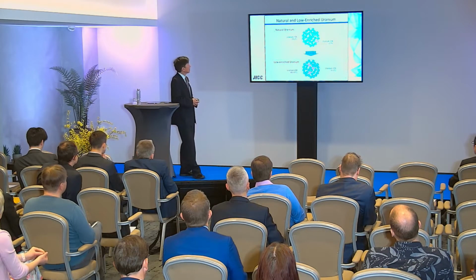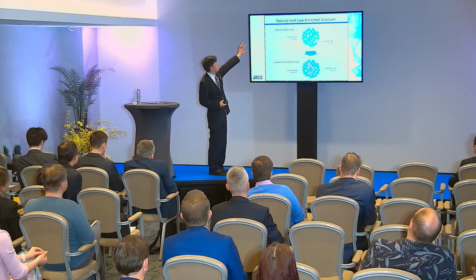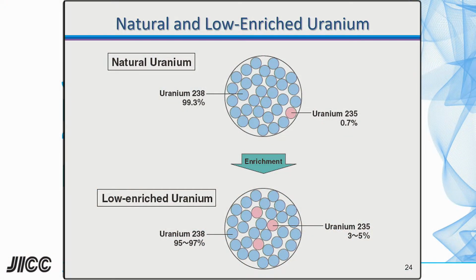So this slide shows natural uranium and low enriched uranium. Natural uranium, as you know, has a uranium-235 content of only 0.7%, and uranium-238 is 99.3%. So we have to raise the content of uranium-235 to 3 to 5%. Then an enrichment plant is needed to fabricate the nuclear fuel for the light water reactor, right?